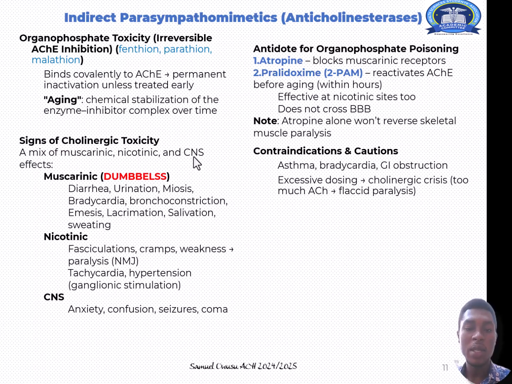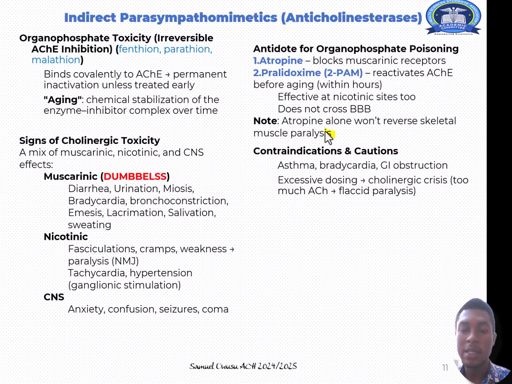So how do we reverse this toxicity? It's a toxin, so we give an antidote. The antidote is that we give atropine, which blocks the muscarinic receptors. But atropine alone is not going to reverse the paralysis. So what we do is give atropine together with what we call pralidoxime. Okay, pralidoxime tends to reactivate that acetylcholinesterase before aging, like we mentioned, the chemical stabilization happens.